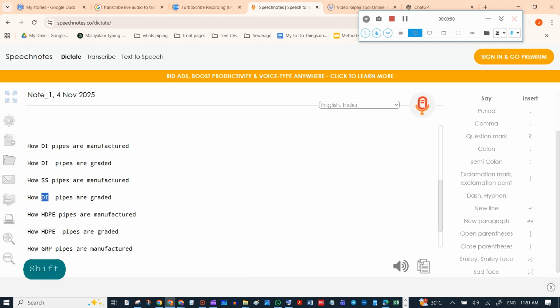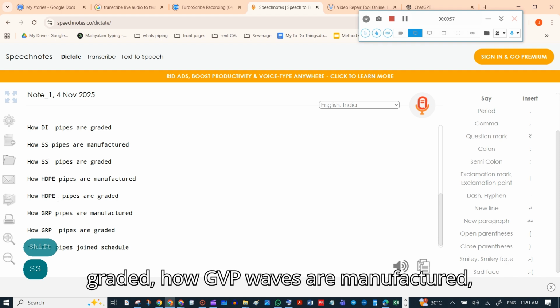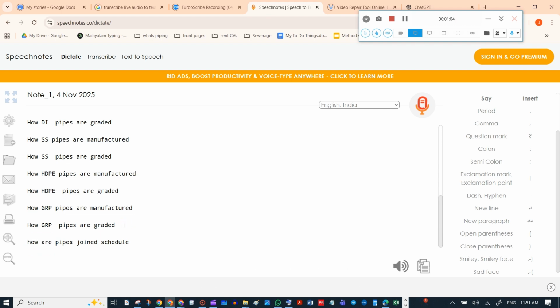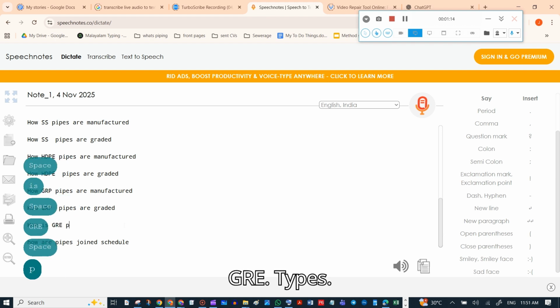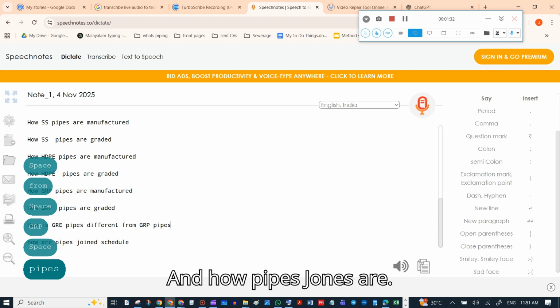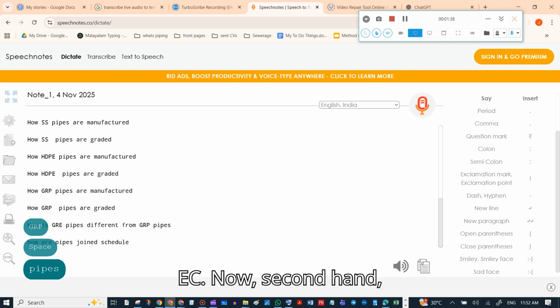How SS pipes are graded, how HDPE pipes are manufactured, how they are graded, how GRP pipes are manufactured and how they are graded. How are GRE pipes different from GRP pipes? And how pipe joints are joined, how pipes are joined, etc.